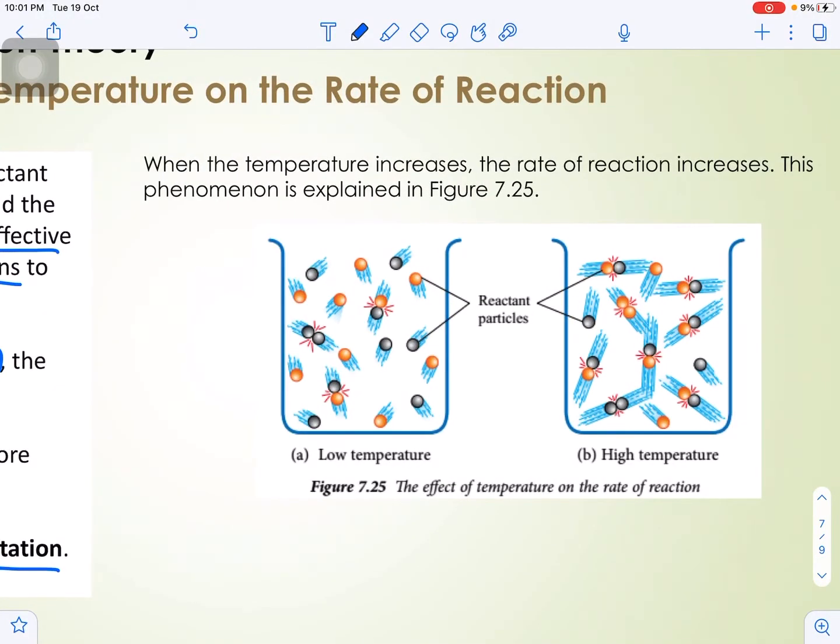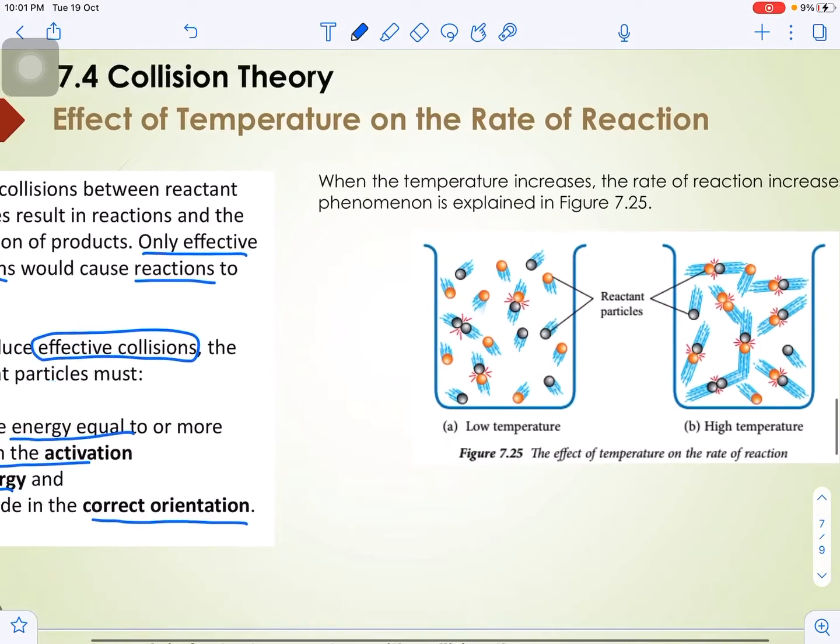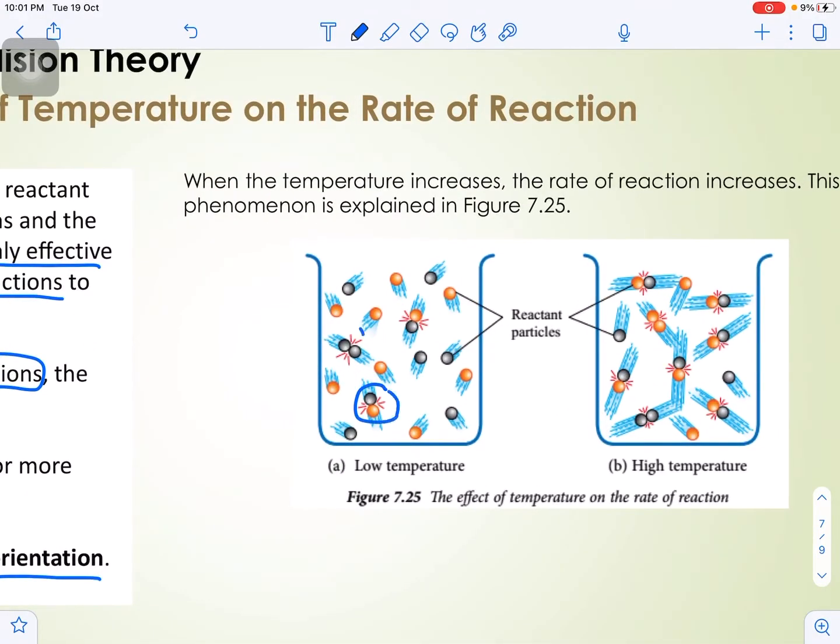What is the difference? They collide, dia berlanggar. Okay, sorry. At low temperature, look at the energy. Okay, ni dia collide. Okay, this one, tiga ni at low temperature dia collide. Tapi yang ni dia collide sesama reactant yang sama. So it's not correct orientation. Ni collide correct orientation. When we have higher temperature yang tinggi, so dia bergerak lagi laju. So lagi banyak yang berjaya mencapai activation energy. That is the difference between low temperature and high temperature.